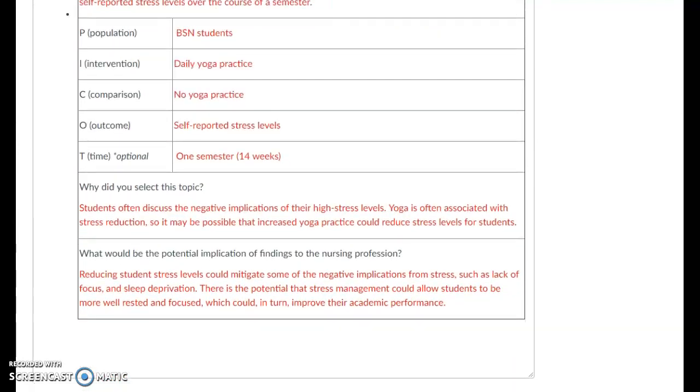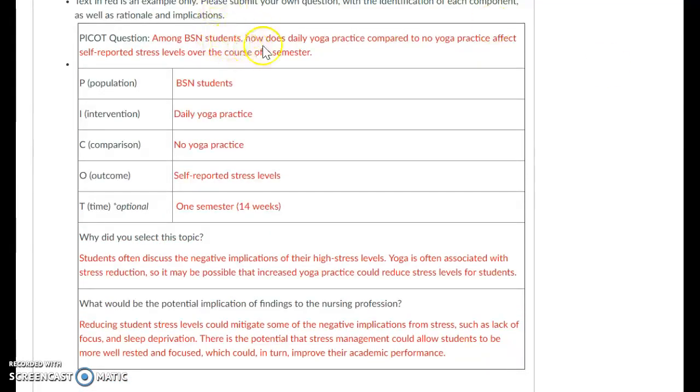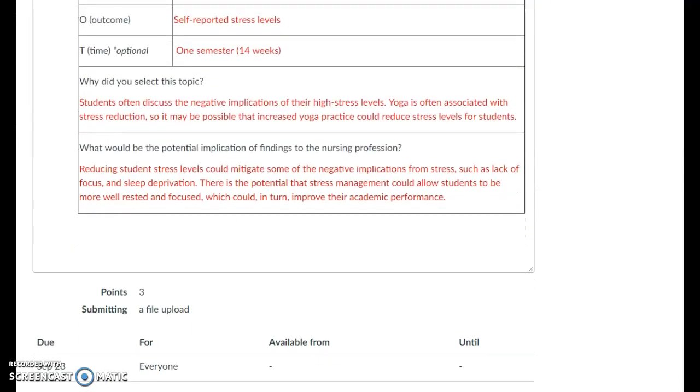Now, the actual question needs to be up here, and, oh my goodness, this should be a question mark. On yours, please make sure it's a question mark, as it is a PICO question. So I will be sure to go in and fix that.